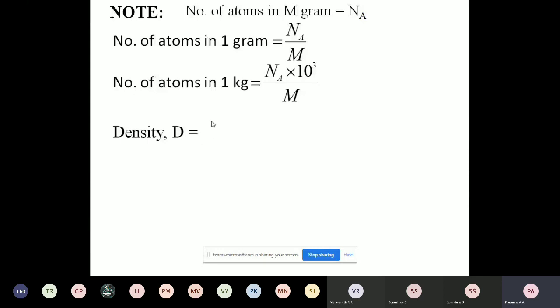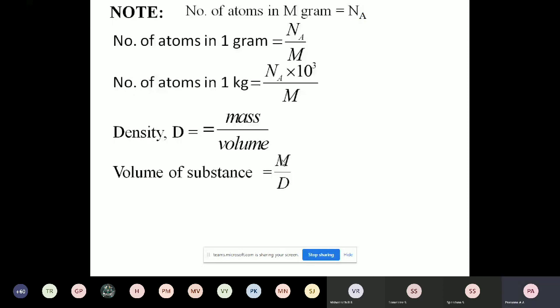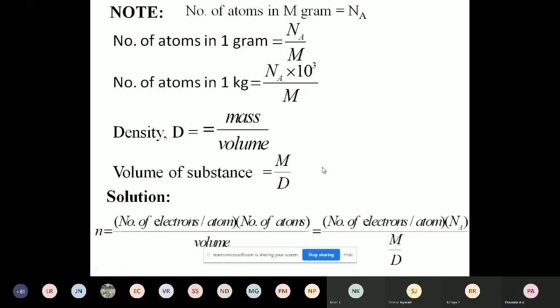And density, by definition, is mass by volume. Here the mass that we are taking is the molecular weight, that is the atomic weight. And volume can be taken as capital V. On rearranging, you will get volume is equal to mass by density, or molecular weight by density. You remember this equation. While solving the problem, we are going to determine the number of electrons per unit volume. That is the density of electrons we are calculating.